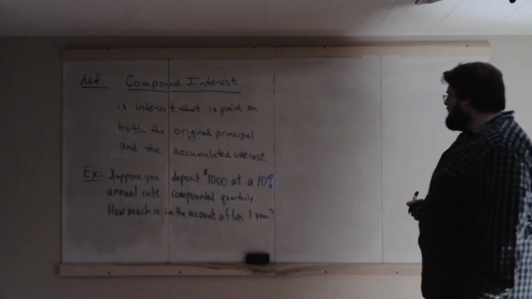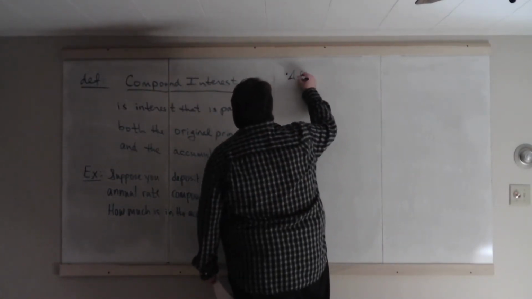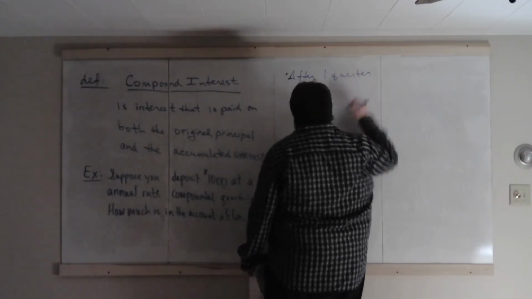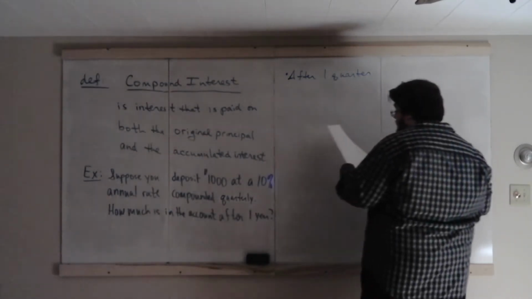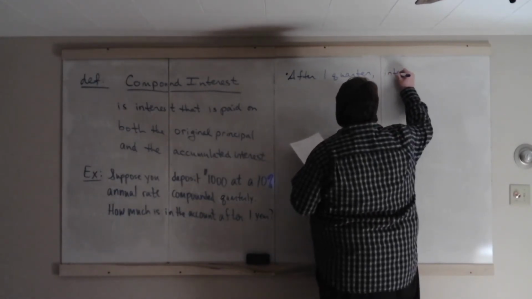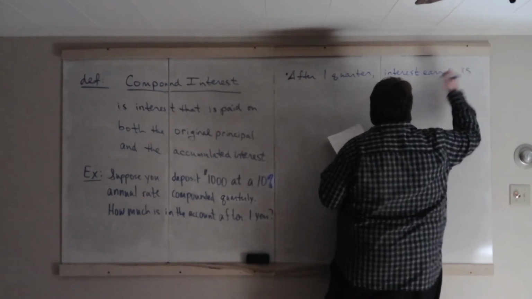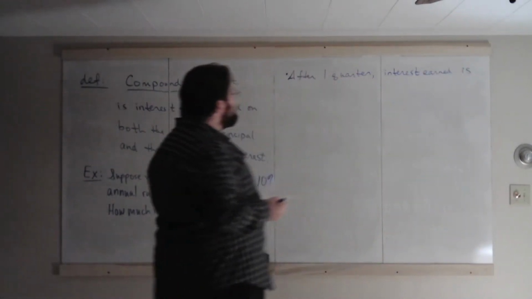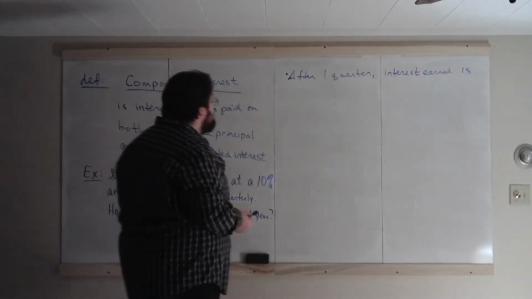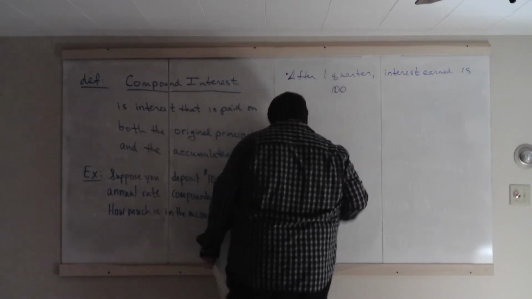So let's set it up like we did over here. After 1 quarter, because we're compounding quarterly, after 1 quarter, interest earned is what? How do we find the interest that's earned in 1 quarter? Well, what we need to do, we started with our $1,000. Let's write this a little larger.